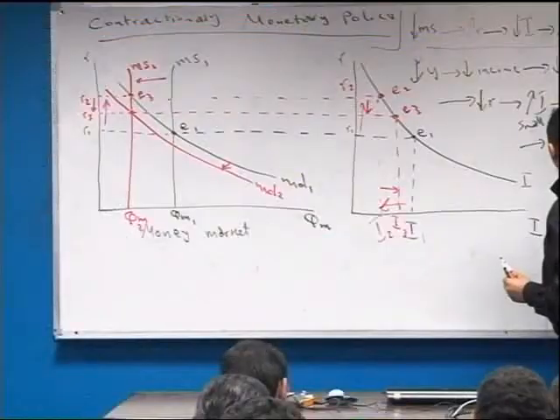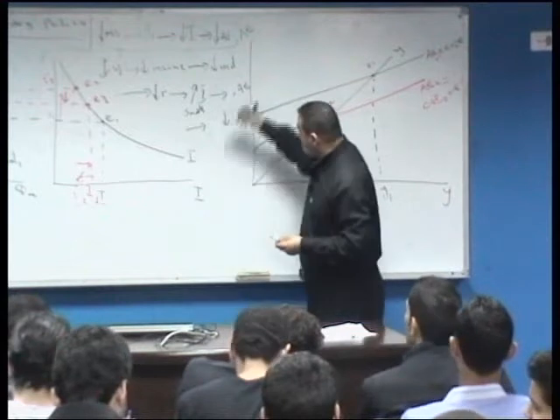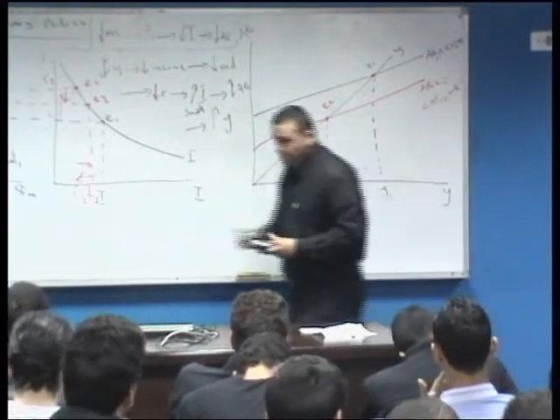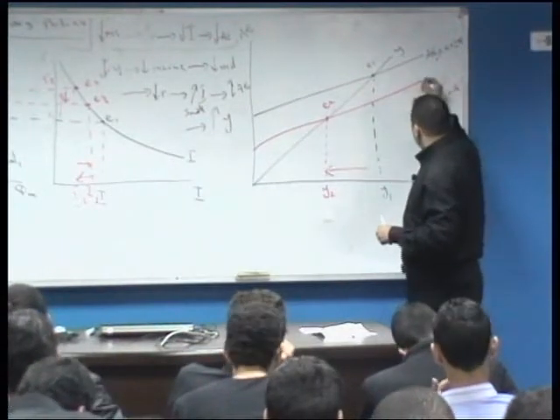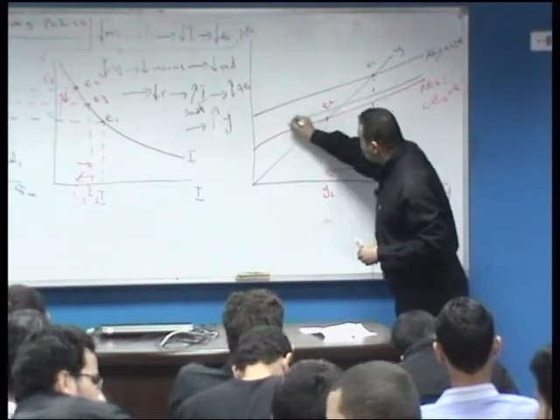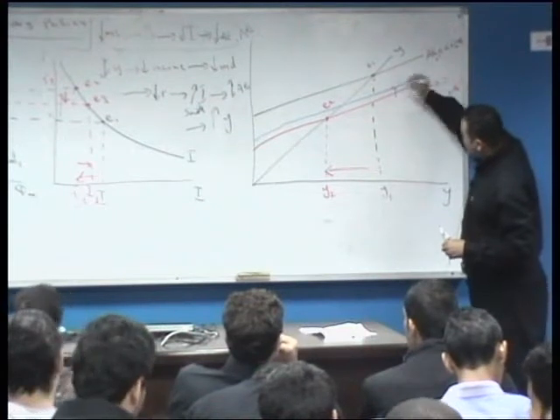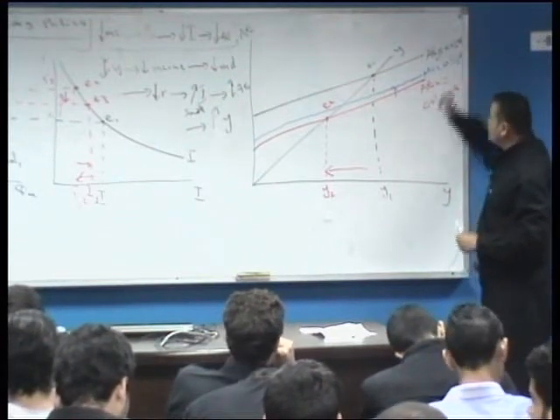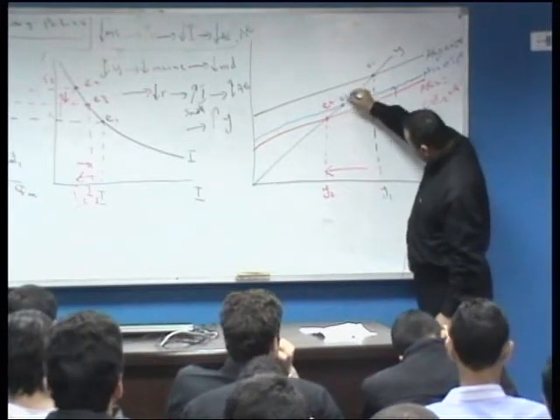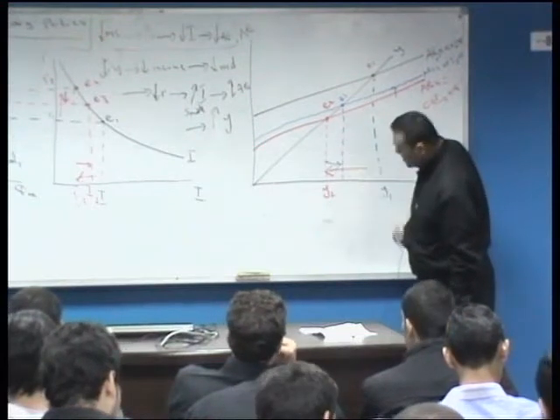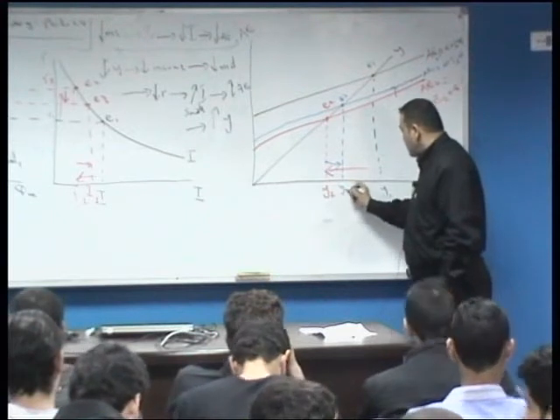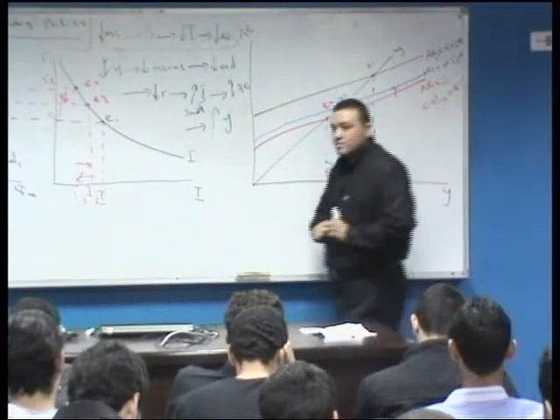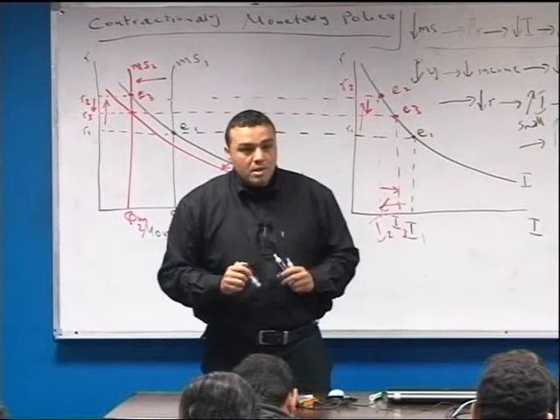The increasing in the planned investment leads to increasing in the aggregate expenditure and increasing in Y. So here there is a small upward shifting in the aggregate expenditure function from aggregate expenditure 2 to aggregate expenditure 3. Aggregate expenditure 3, C plus I3 plus G. So here we have E3. There is a small increasing in Y from Y2 to Y3, which is the crowding in effect. Right? Who doesn't understand? Should I repeat it for you, guys?